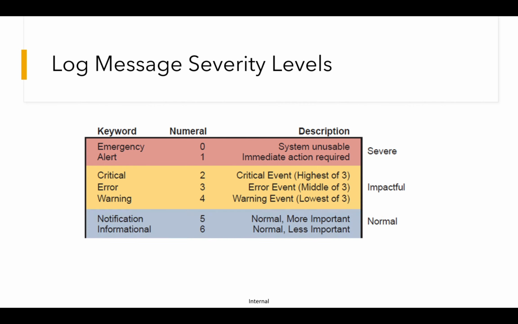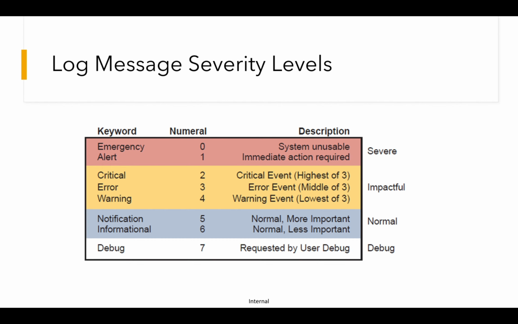Then we have the next two levels, 5 and 6, notification and informational, which are for messages that are more about notifying the user rather than identifying errors. And the last level is used for messages requested by the debug command, that is level 7.